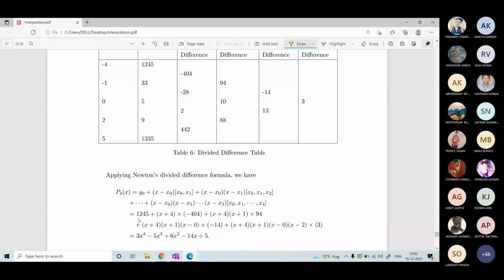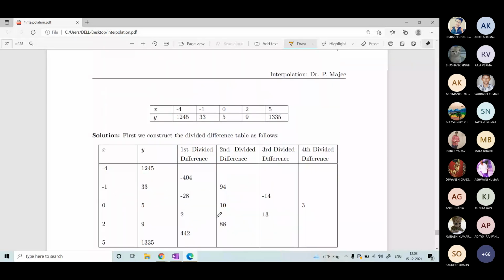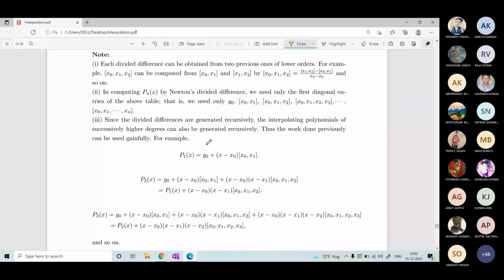Any doubt in the theory of Newton's divided difference formula and Lagrange interpolation formula? One more thing I should mention, that this is recursive in nature. You will see there, you go through the PDF. In calculation of P2, P1 is used. In calculation of P3, P2 is used. In calculation of Pk, Pk minus 1 is used. So that is why this method is recursive in nature.